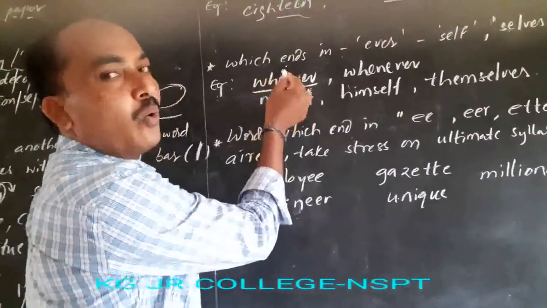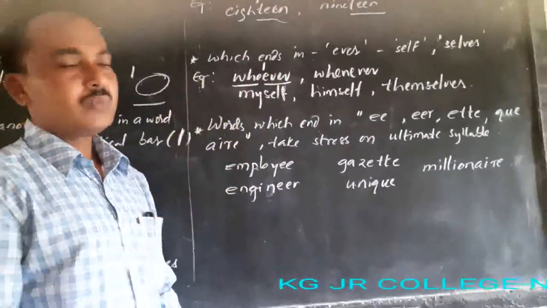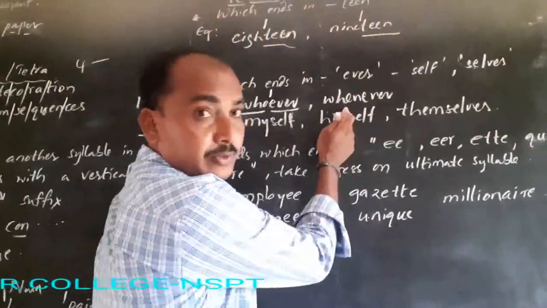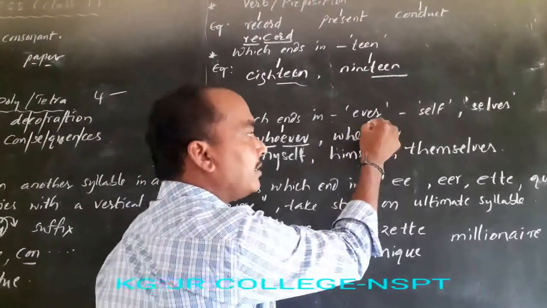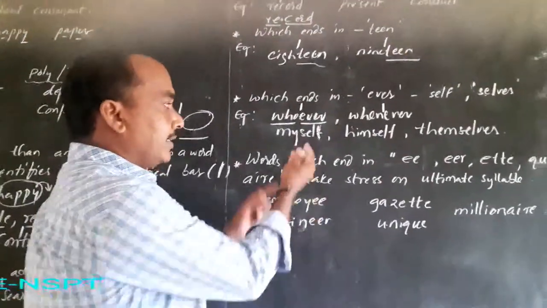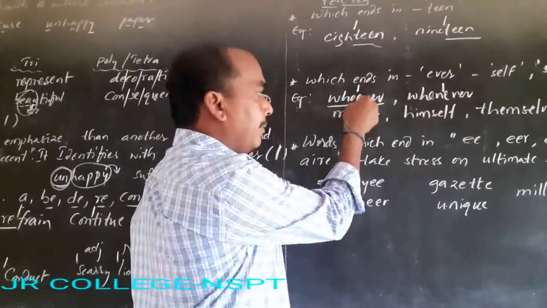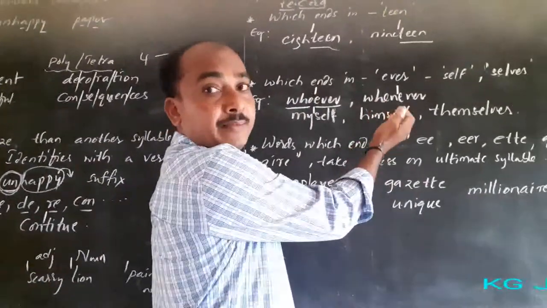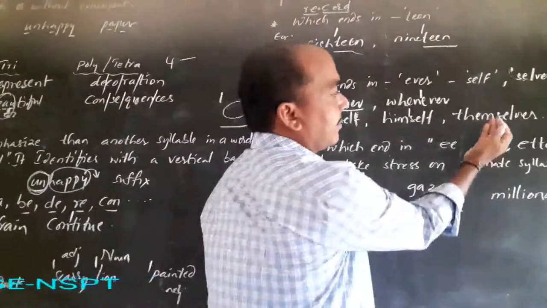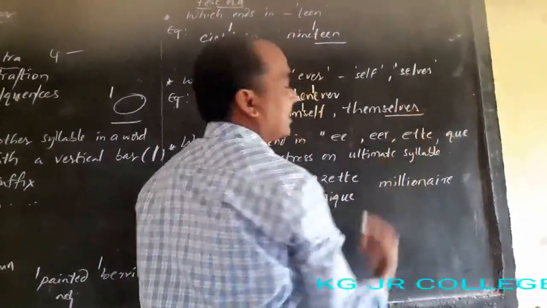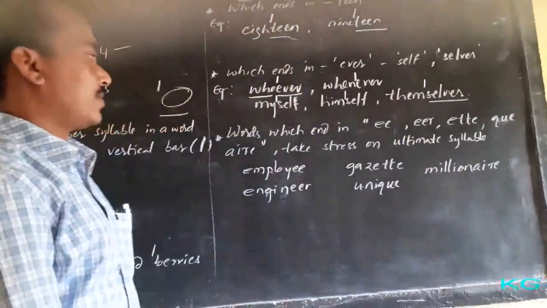The ever part starts after O, which means before the E and after O we have to use the vertical bar. The next one, whenever: here ever is stressed, which means after N and before E we have to use it. In the next one, myself: after Y and before S we have to use it. Next one, himself: after him and before S, we have to use the stress. Then themselves: as I told you, the self part is stressed, which means the stress is used before S.